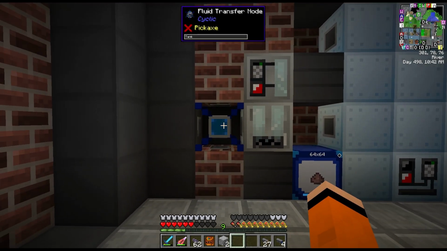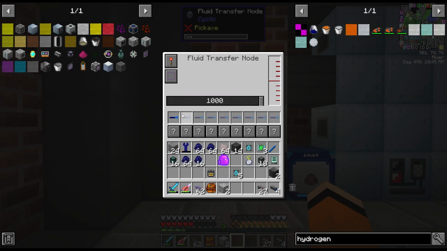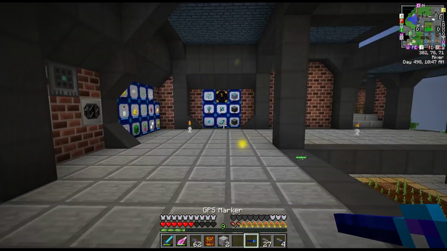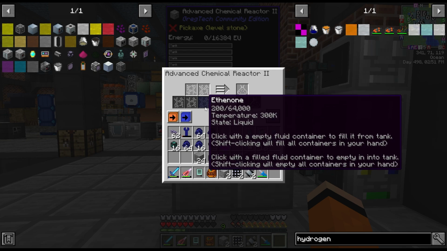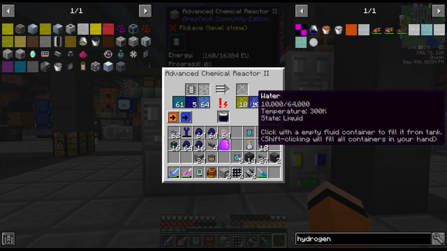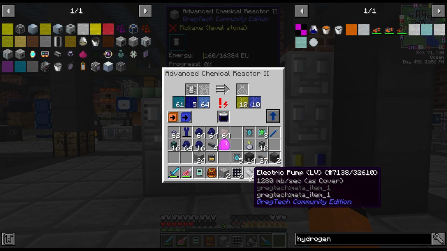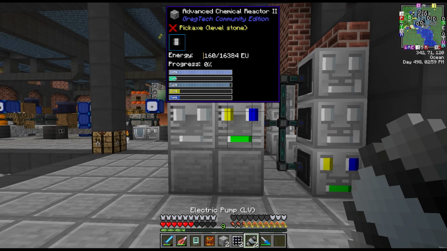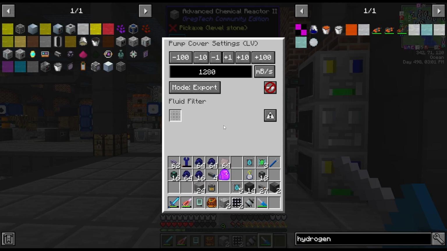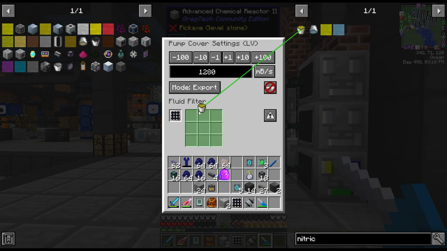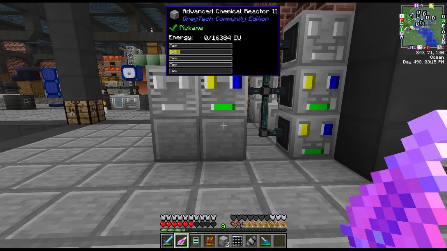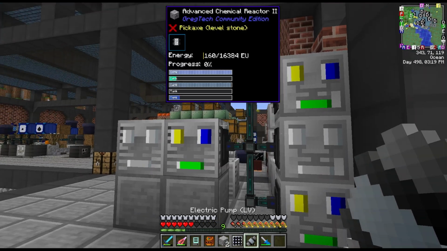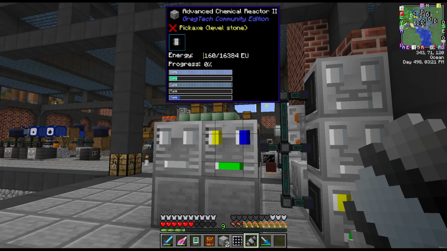So we're currently sending the ethanone using this fluid transfer node. So we're going to reset this GPS marker, and instead we're going to mark it for this chemical reactor. So now this guy's receiving our ethanone, we have to also deal with the output of this chemical reactor. So for that I'm going to use 2 pumps. We're going to use one to output the nitric acid. I hope that didn't export the wrong fluid there. No, okay, we're good. The water we want to just trash.